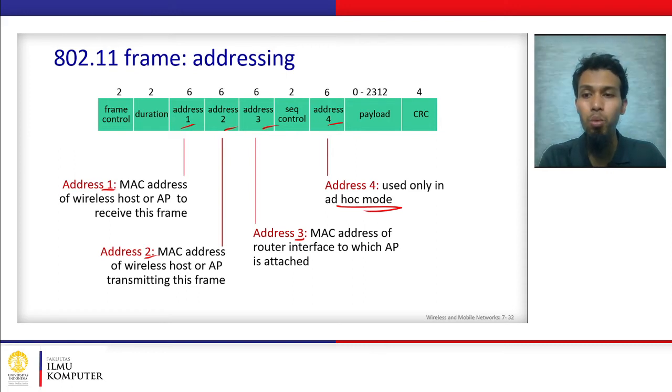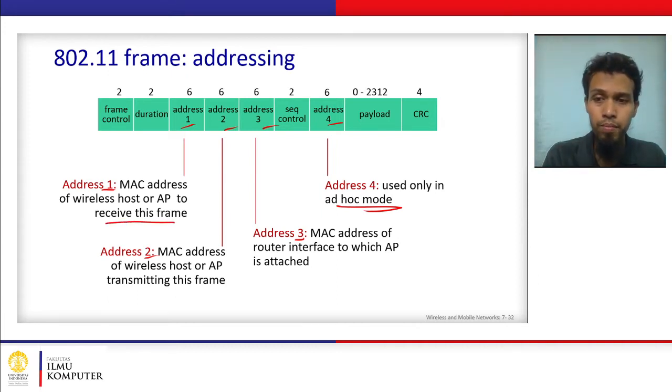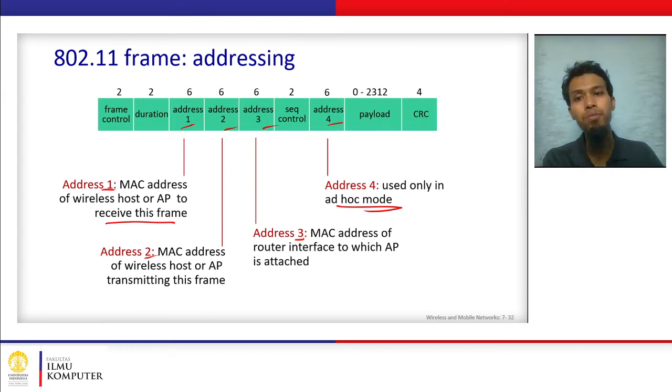Address 1 is the MAC address of the wireless host or access point that receives this frame. Basically, this is the receiver. If the receiver is the access point, then this is the MAC address of the access point, remember, the wireless interface of the access point. If the receiver is the host, then this will be the MAC address of the host, again the Wi-Fi interface of the host.